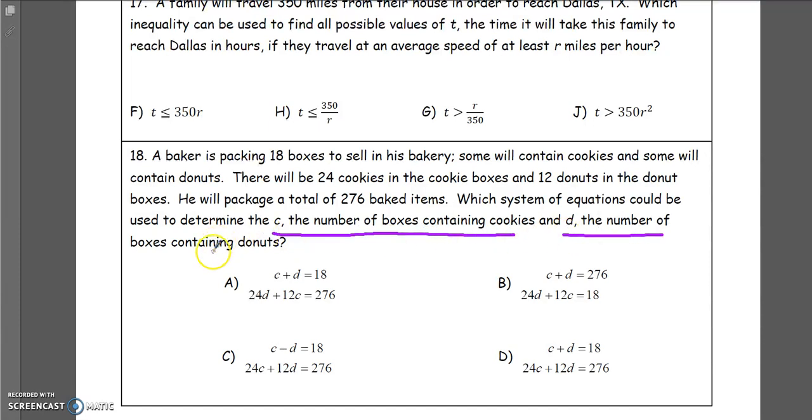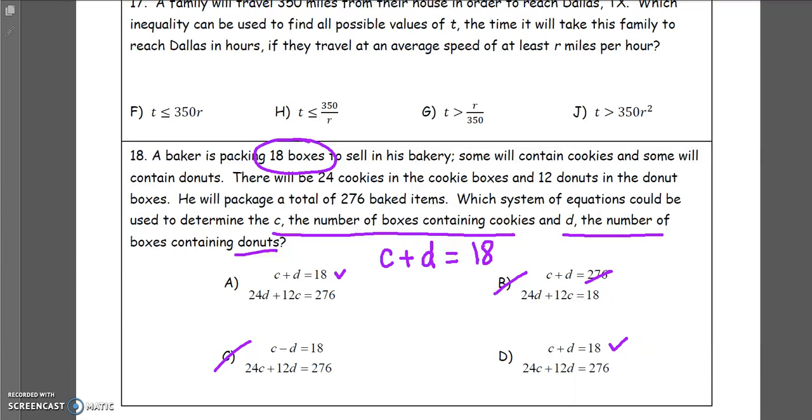D would be the number of boxes of donuts. So the number of boxes of cookies plus the number of boxes of donuts will equal the total number of boxes he's going to have, which they told us at the beginning, it's going to be 18 boxes. So we are at least looking for that. So we have C plus D equals 18. That could be it. C plus D equals 276. No. C minus D equals 18. No. C plus D equals 18. Yes. So it's either A or D.